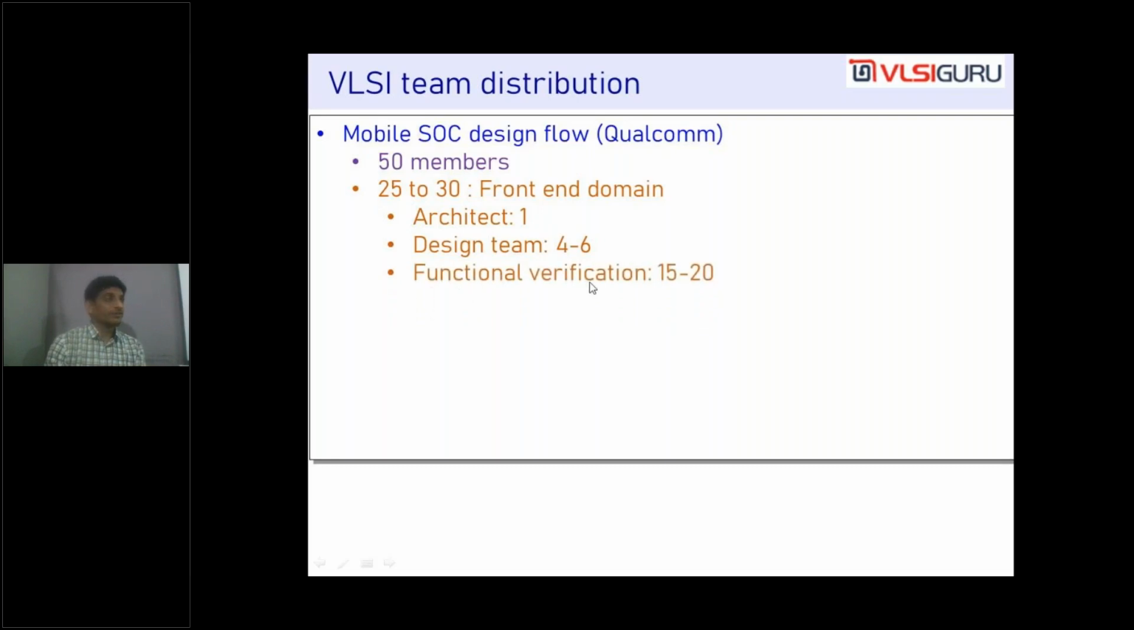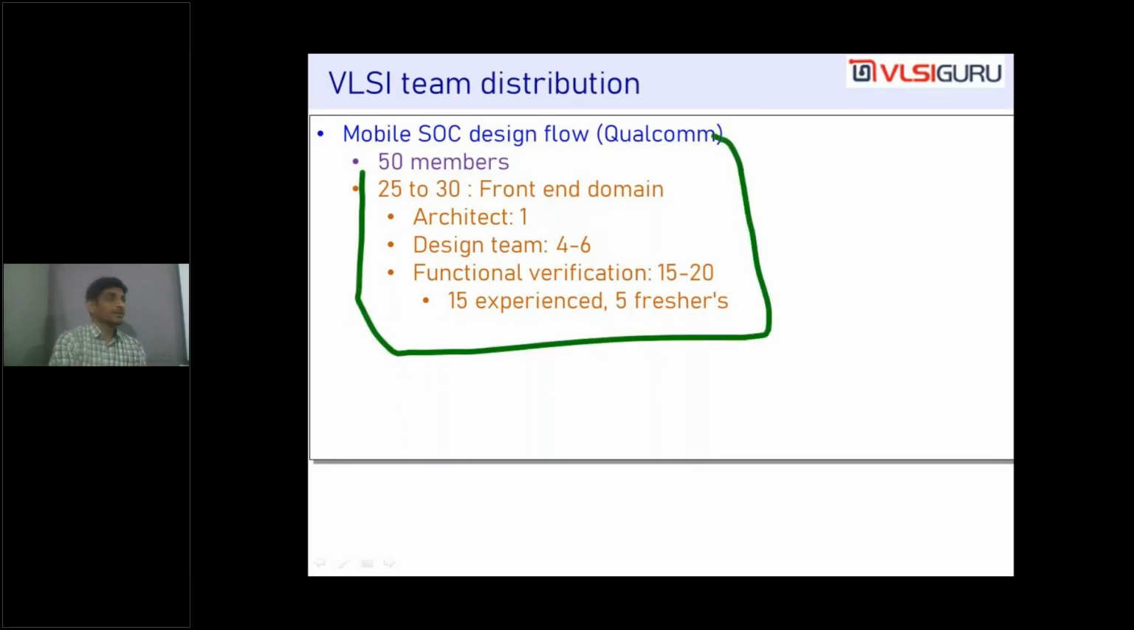Then you have functional verification. How many people will be there? 15 to 20. The design includes design coding also, integration also. RTL design, RTL integration, you remember we discussed two roles. Those put together will have only 4 to 6 people. Out of this 15 to 20, they keep some freshers. Now, let's talk about where you see a lot of people working in this domain.